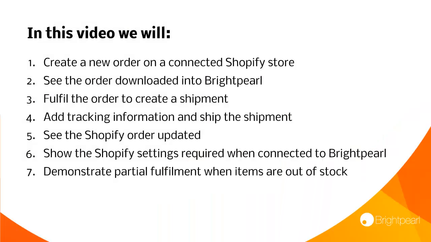We're going to create a new sales order on a store that's connected already to your Brightpearl account, and there's a separate video to show you how to connect. We'll see the order in Brightpearl, we'll fulfill the order, we'll add tracking information to the goods out note or the shipment, we'll then ship the shipment, see Shopify updated, and then I'll run you through the Shopify settings that you need when you've connected your Brightpearl account. And then finally, we'll demonstrate partial fulfillment, so we'll only ship half of the order.